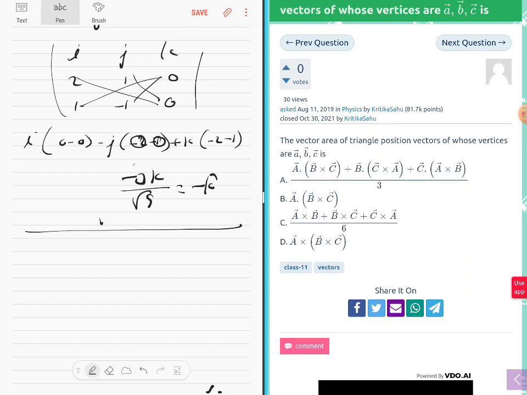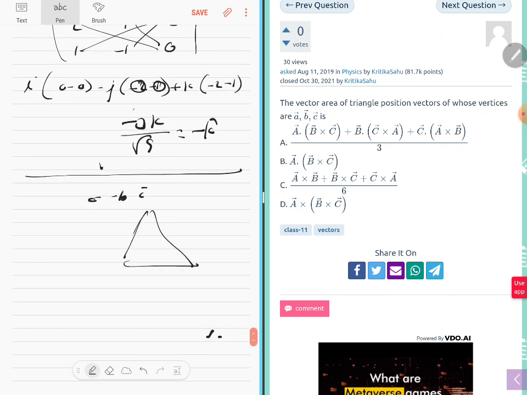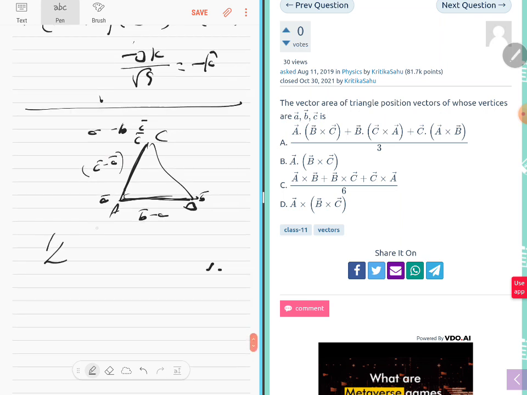The vector area of the triangle, position vectors of whose vertices are A, B, C. See, what they've given is the position vectors A, B, and C. But to find the area of a triangle, you need the side vectors. So let's call this A vector, B vector, and C vector. You get AB vector by doing B minus A, AC vector by doing C minus A, and then it's half of this vector cross that vector, which is B minus A cross C minus A. And this will be the area of the triangle's formula.